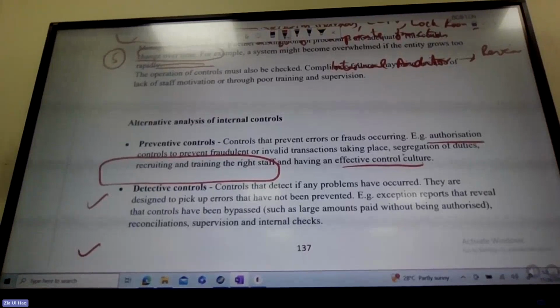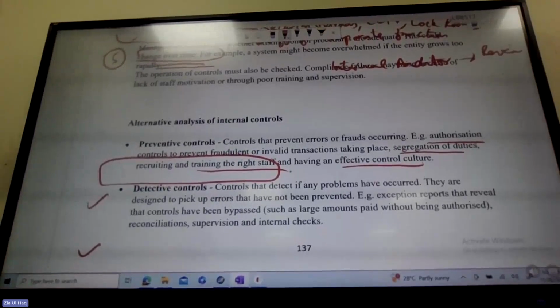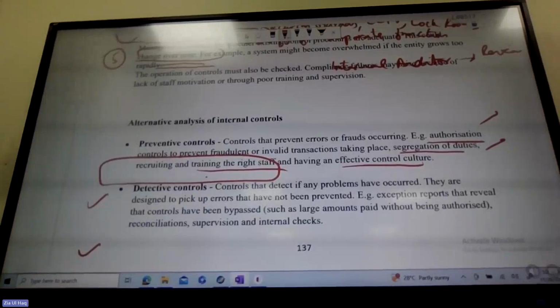If you have implemented segregation of duties, meaning separate staff or separate functions, you are reducing the chances of fraud occurring, meaning you are preventing the occurrence of fraud. If you are providing proper training to the staff, they will work properly and there will be fewer chances of errors. So you are preventing fraud and errors. The examiner could ask in the MCQs, what are the preventive controls? Authorization, segregation of duties, training of the staff.